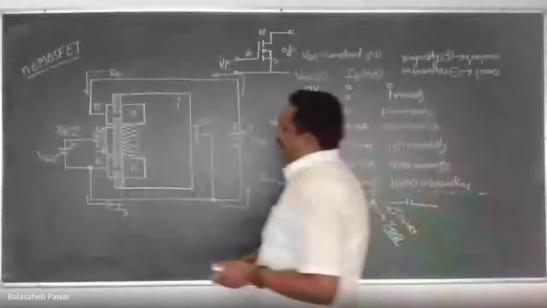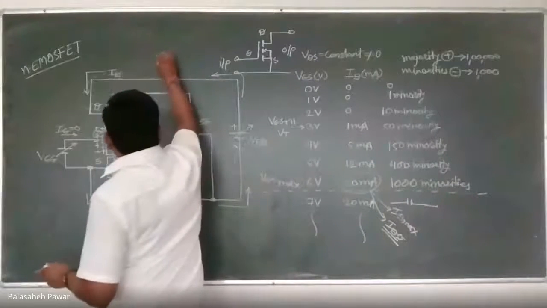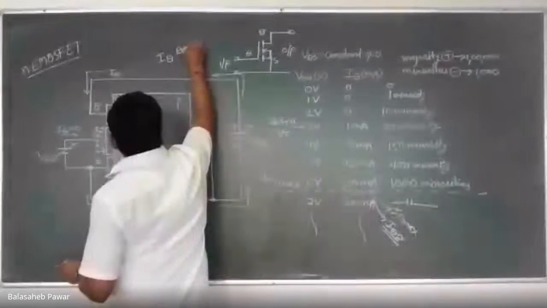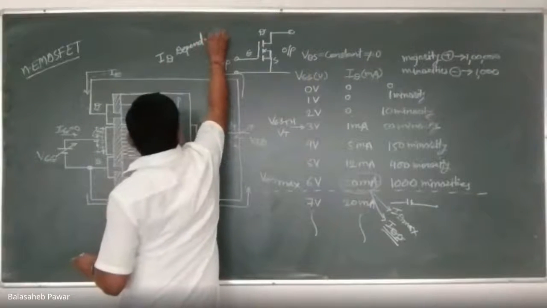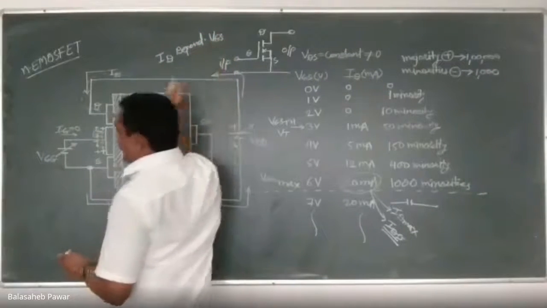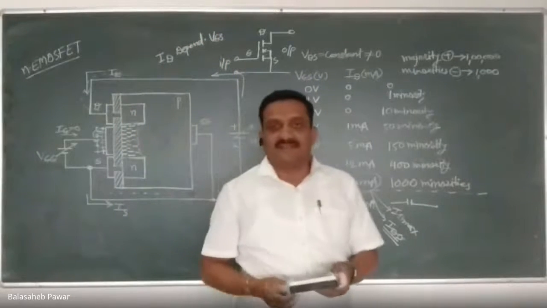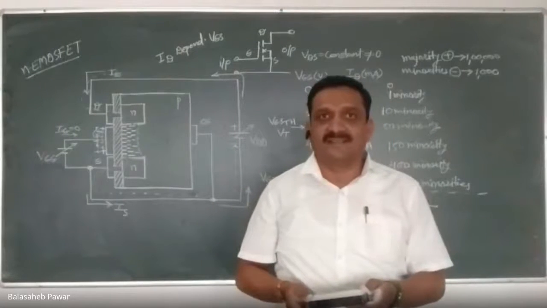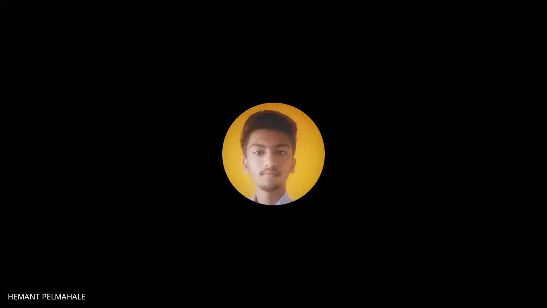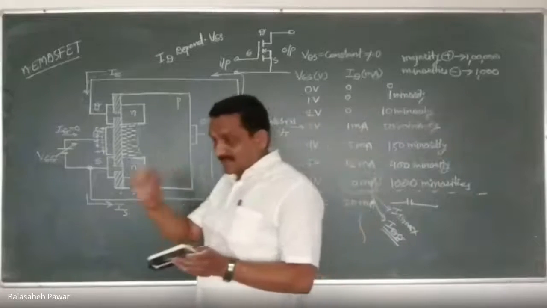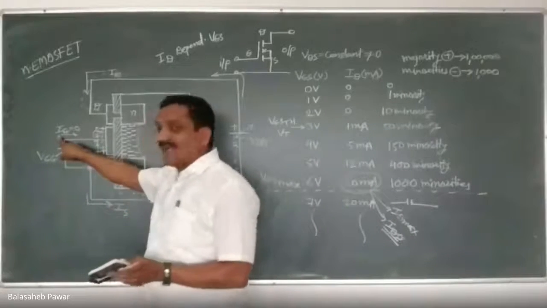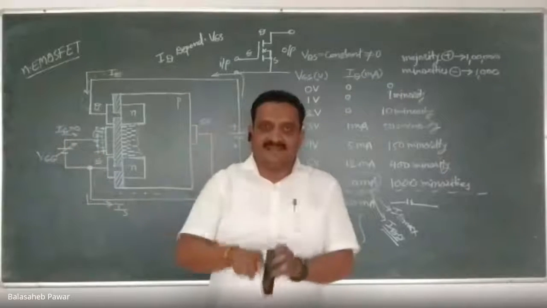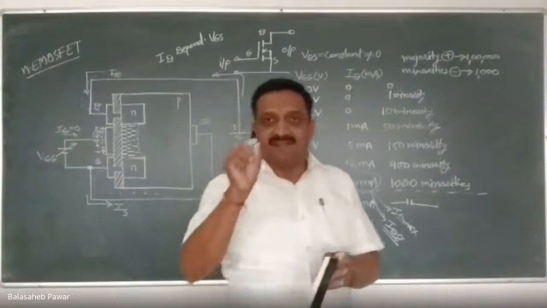That ID I can write here is dependent on what? VGS. Or is it dependent on input current or input voltage? See, input voltage. Yes, input voltage is nothing but VGS. Input current is nothing but IG. The current flowing through the input terminal is known as the input current, or IG, right?